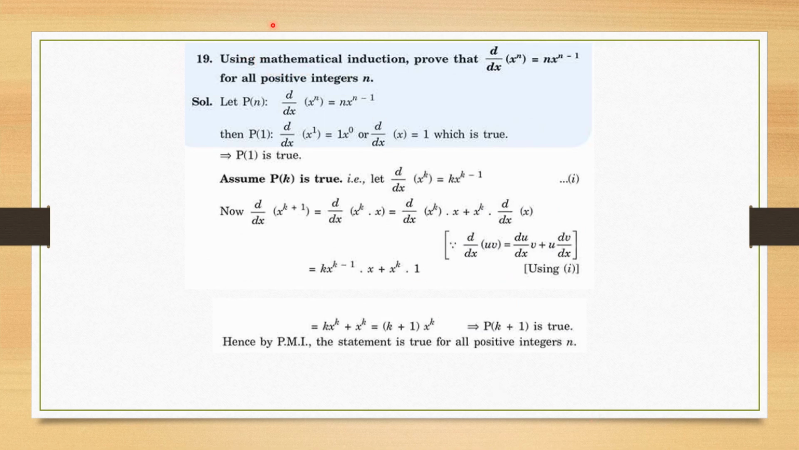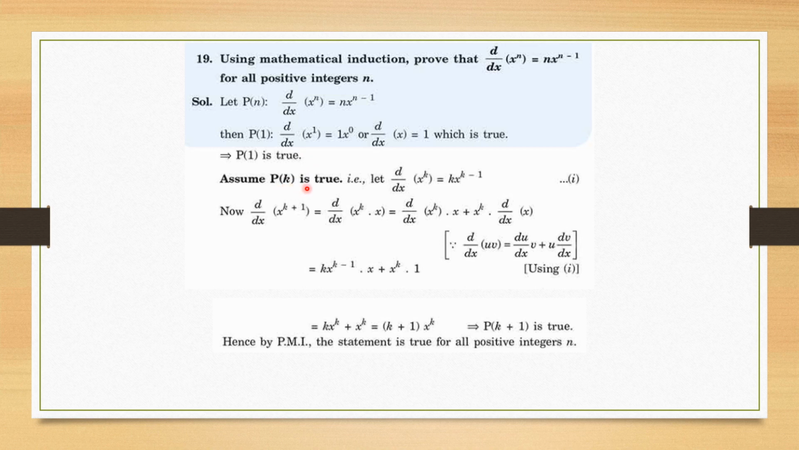Number 19 is, using mathematical induction, prove that d/dx of x raised to power n is n x^(n-1) for all positive integers n. So you did it in your last class, the induction process. Let P(n) be this statement. First put n as 1. So it becomes d/dx of x power 1, that is 1. Putting the values on this side, it is 1 into x raised to power 0, that is again 1. Which is true, that is P(1) is true.